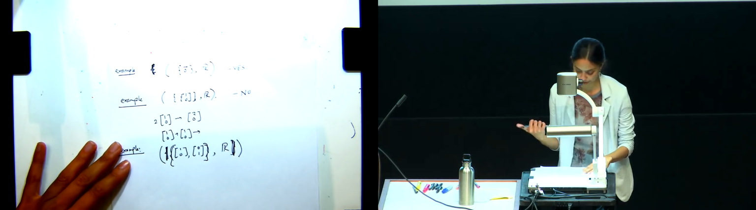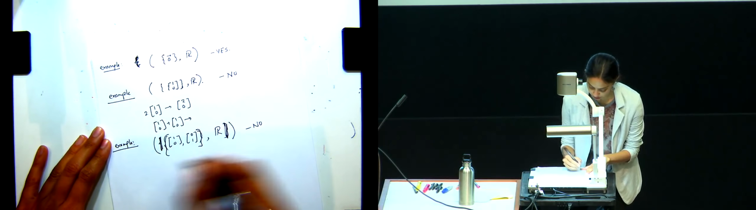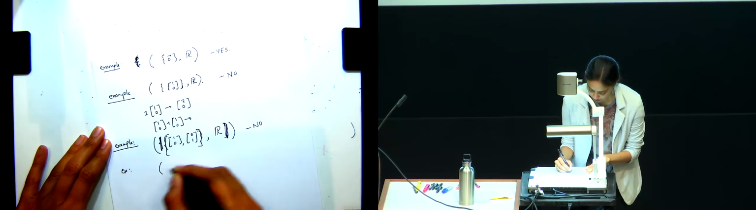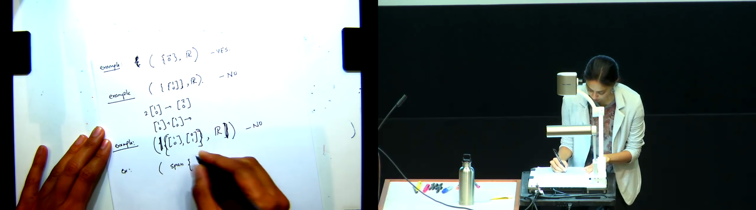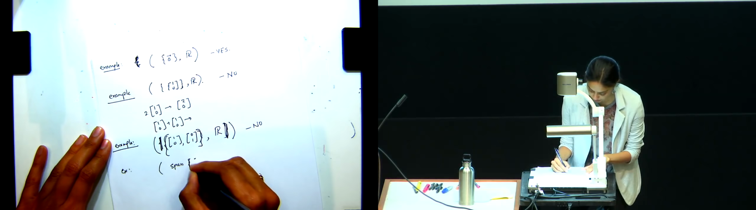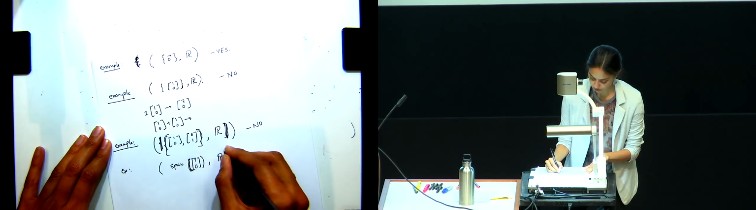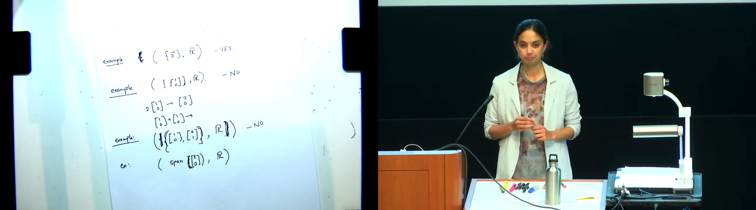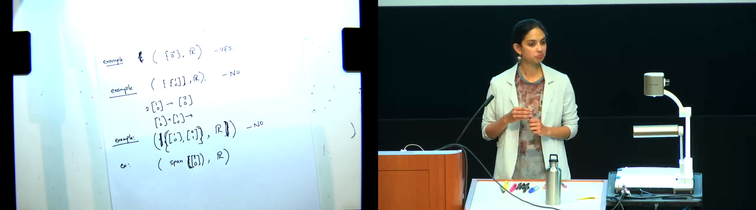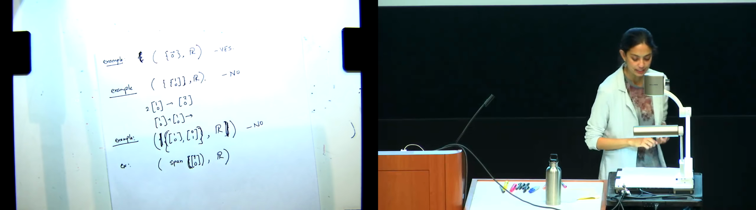Okay, one last example. What about the span of 1, 0? Is this a vector space? How many people think it's a vector space? How many people think not? Yep. Why is this a vector space?